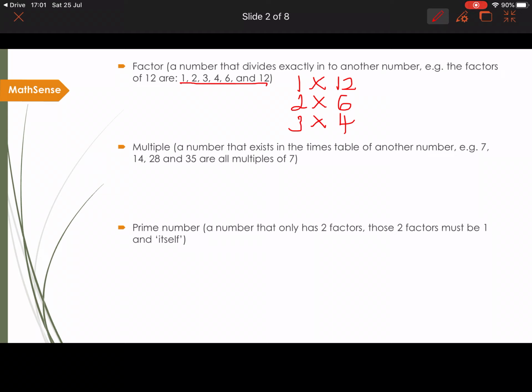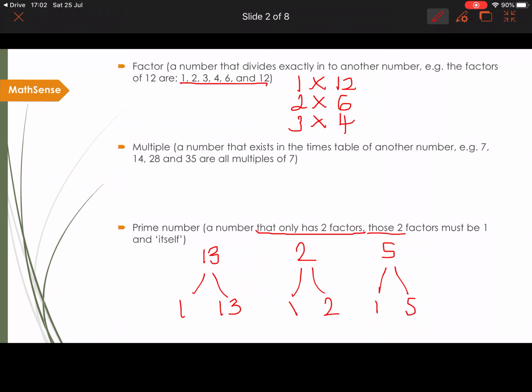Now a prime number is a number that only has 2 factors, and this is really important, this bit. Those 2 factors have to be the number 1 and then itself. What I mean by that, the number 13 only has 2 factors, 1 and 13. The number 2 only has 2 factors, 1 and 2. The number 5 only has 2 factors, 1 and 5.